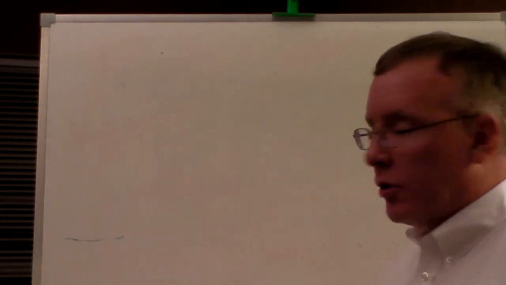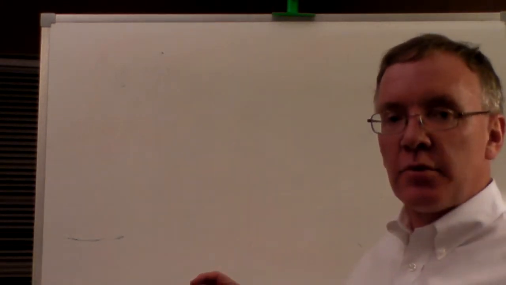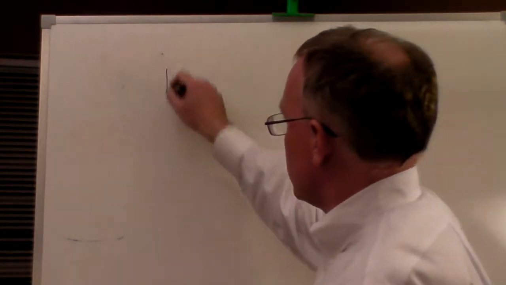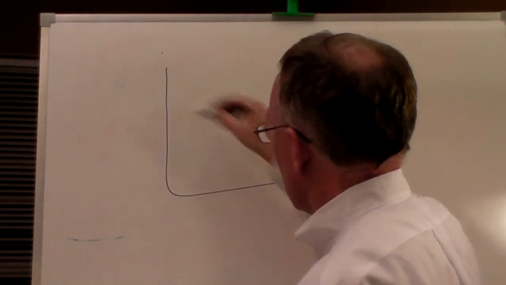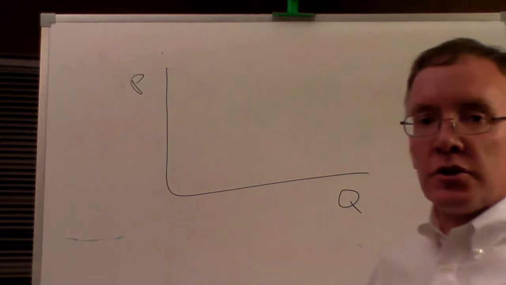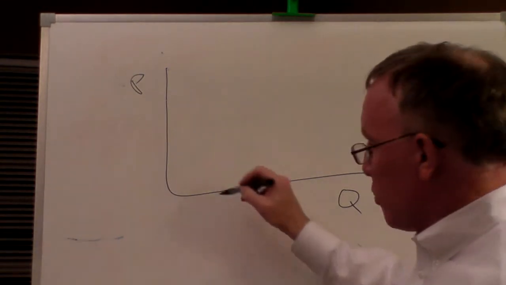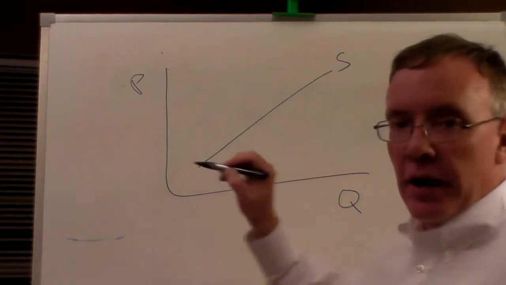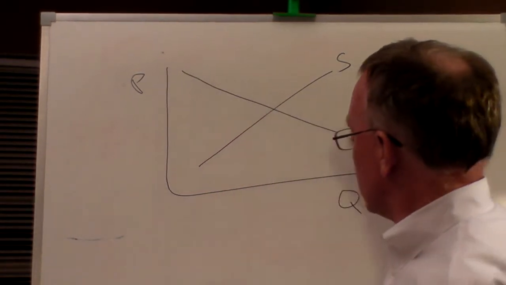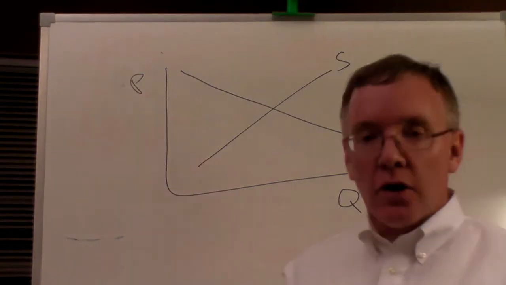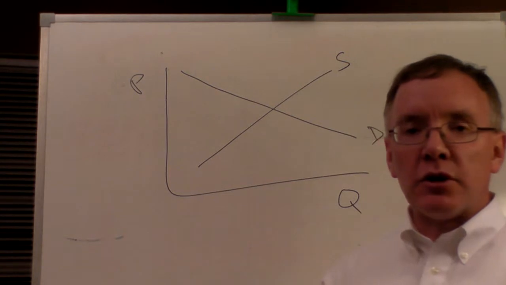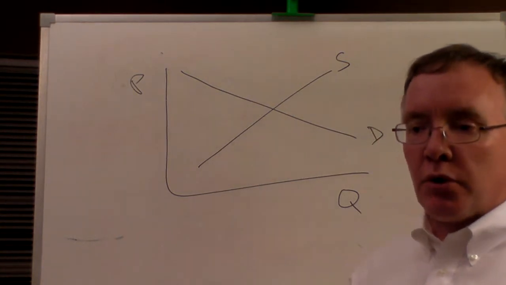Again, we're going to put quantity on the x-axis and price on the y-axis. And of course, as we know, our supply curve is going to slope up and our demand curve is going to slope down. Where they meet, we're going to find the equilibrium quantity and the equilibrium price.